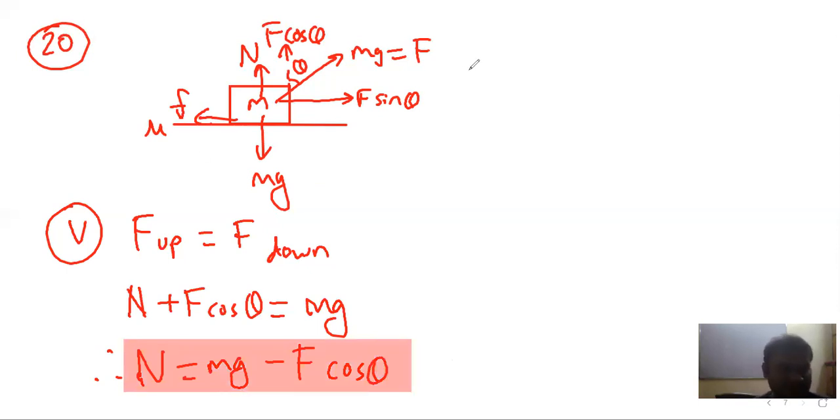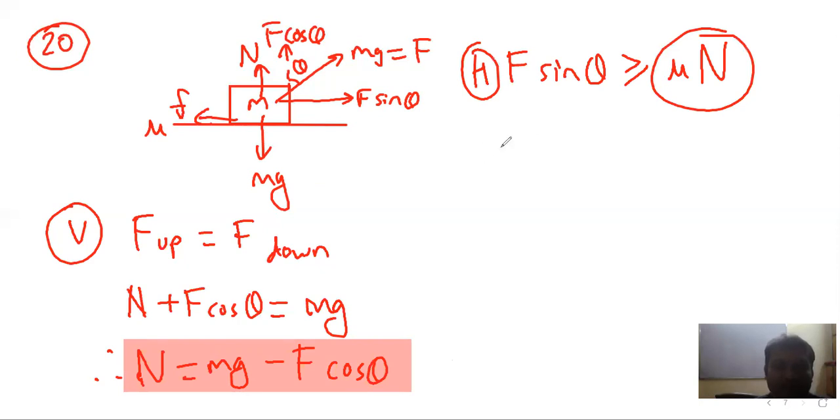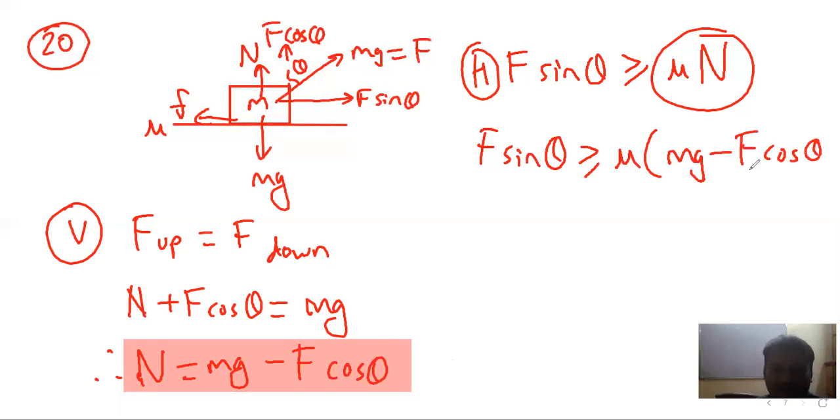Now, after this, if I consider friction force, F sin theta along horizontal, this rightward component should be just greater than or equal to maximum value of friction, which is mu N. So F sin theta must be greater than or equal to mu into mg minus F cos theta. So from this, we can find the value. So in this case, let us substitute F as mg according to the given question. Capital F is mg.